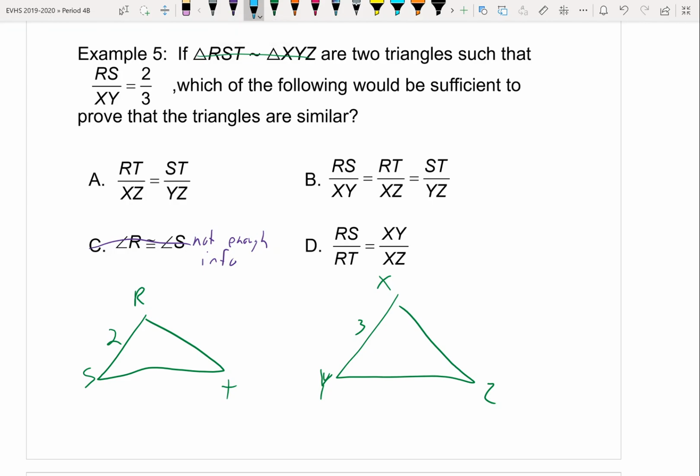All right, now let's look at option A. If RT, which is here, is over XY, well, I can already tell that that's not going to work because those are non-corresponding parts. So these are not corresponding, so that does not work.